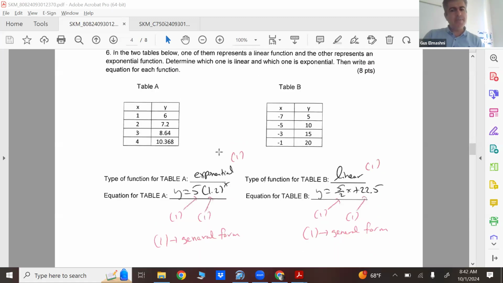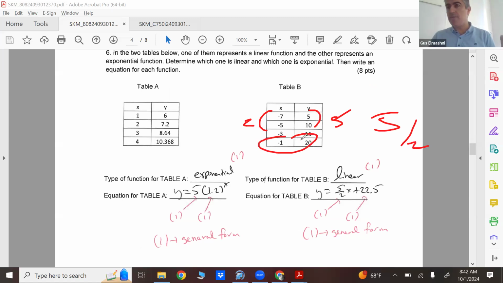Number 6 for the most part was fine. Some of you guys are still having trouble finding slope. And again, this is something that has been talked about often in Algebra 1 and geometry. You just take the difference of y's, take the difference in x's, and divide. That's your slope, 5/2. Then just plug one of these points in for x and y and get your y-intercept. Should be 22.5.